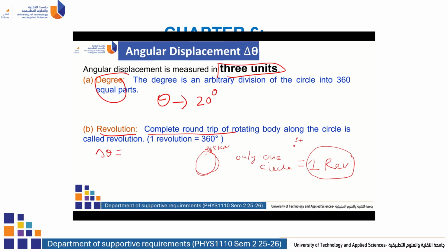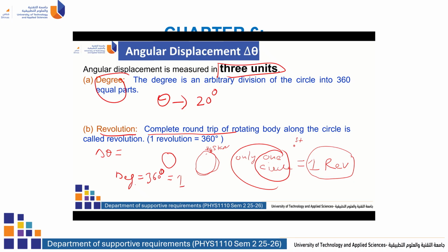And also, if I move one circle, in terms of the degree, this is the full circle. The degree of the full circle is 360 degrees. This is the symbol of the degree, and we say degree. This is also the same if I say how many revolutions: this is one revolution.